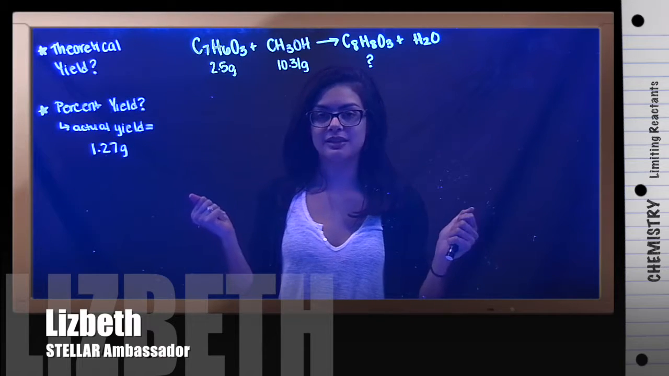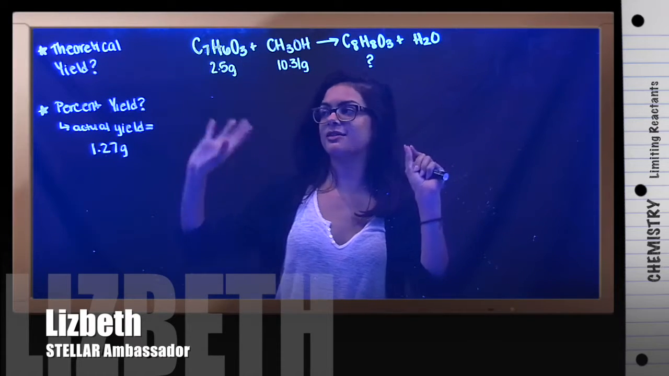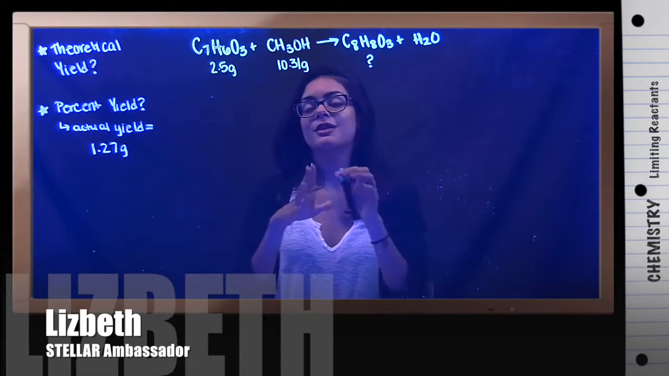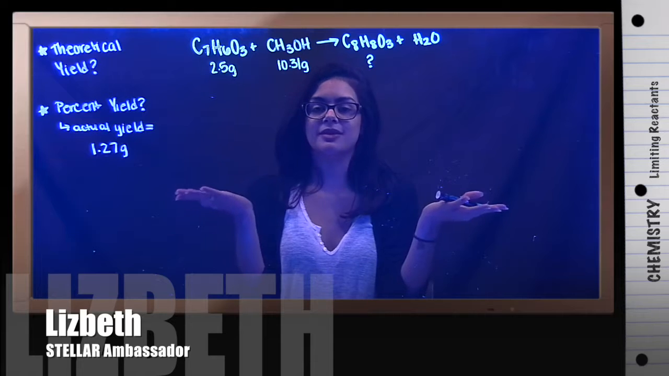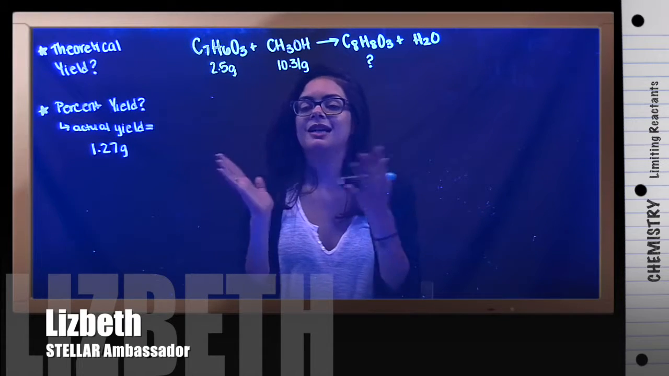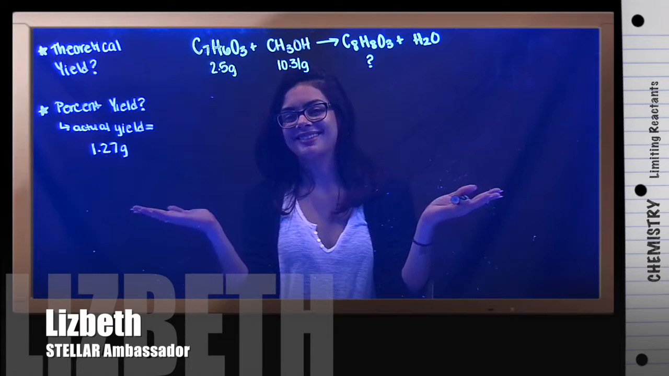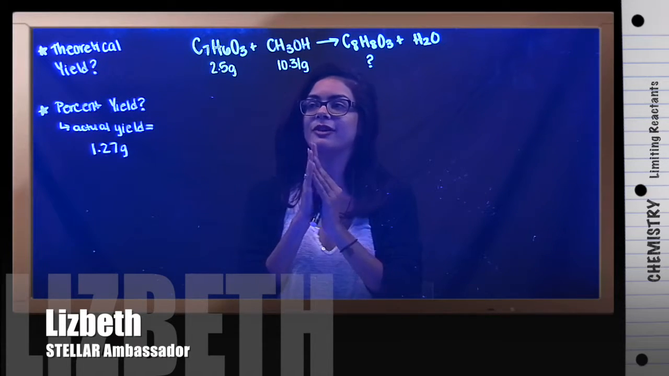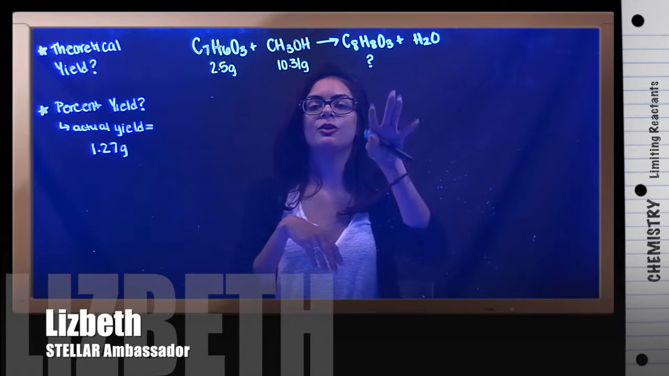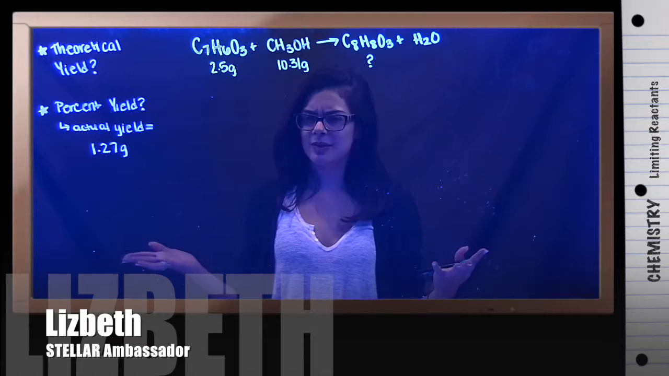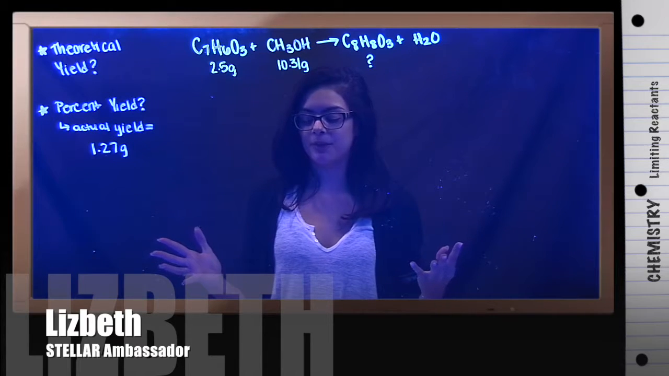So our goal for today is to use this equation to find the theoretical yield and the percent yield given our actual yield. So where are we going to start? First, we have to make sure that our equation is balanced. Luckily for us, it is. So that's cool. All right, so what we're going to do now is convert from the grams of one reactant to our product, the grams of the other reactant to our product, and see which one gives us the smallest value.